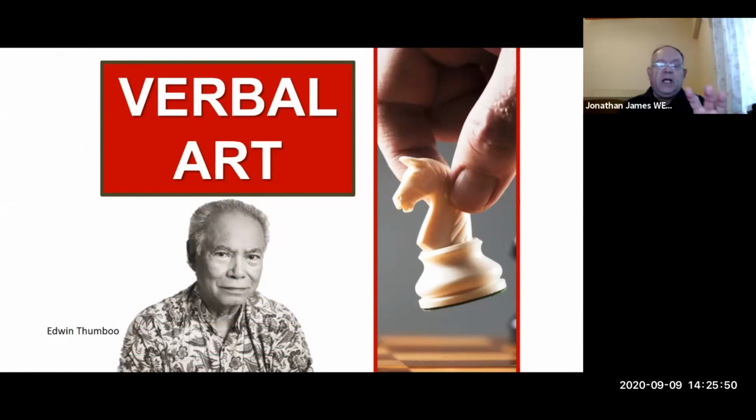Now, when I looked at what Hassan was doing, and what she achieved through looking at the language itself and being able to identify the craft behind the art, it interested me to take a look at another poet's art. Specifically, I was interested in the poetry of Edwin Thumboo. Edwin Thumboo, you probably haven't heard of him unless you are Singaporean. In Singapore, he's known as the father of English language poetry.